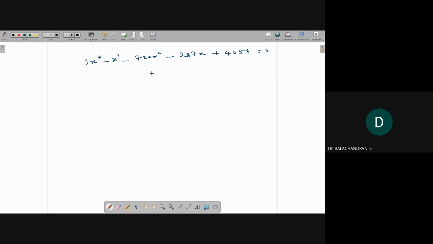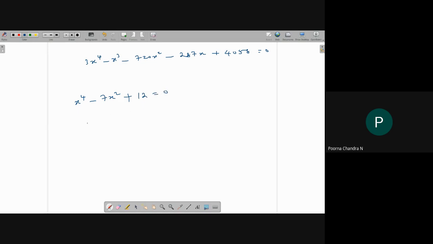What is the third problem I gave? Remove the second term. Yes, sir. Remove the second term. Okay, but I don't know the answer. Minus 7. What is the transformed equation? X power 4 minus 7x square plus 12 is equal to 0. Plus 12, sir. Okay, what is the final answer?